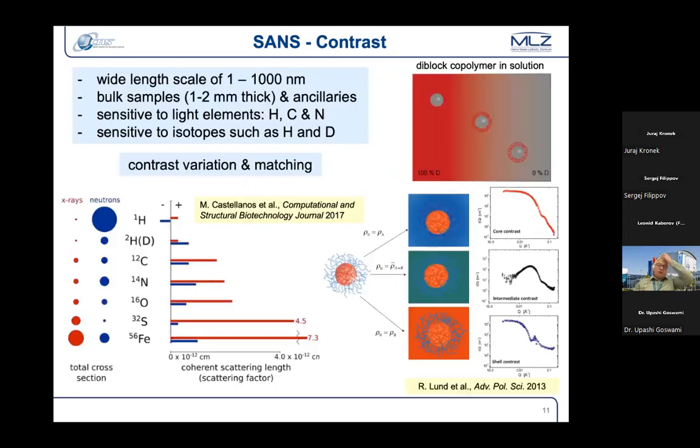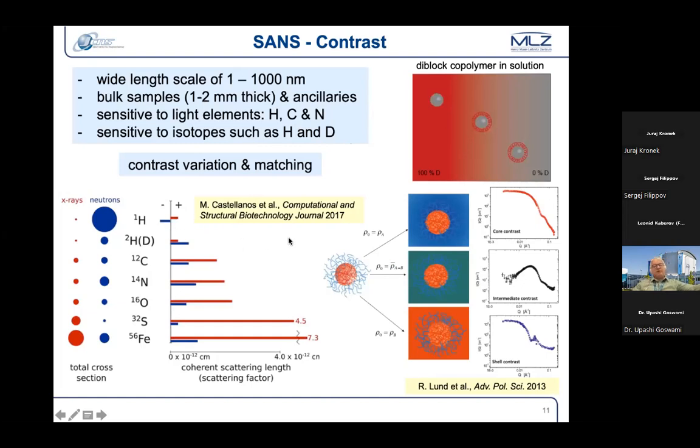Now, very important is the contrast factor, which is the difference in the scattering length density between different components of a complex system. And for hydrocarbon materials, very important is the fact that the neutrons see differently the hydrogen isotopes, so the protium and the deuterium.